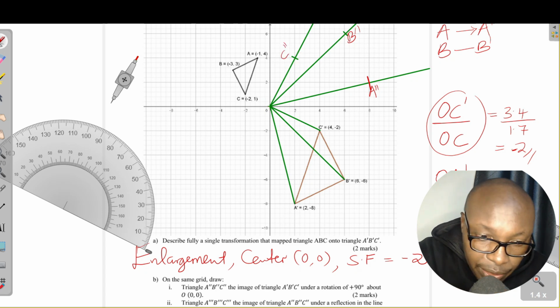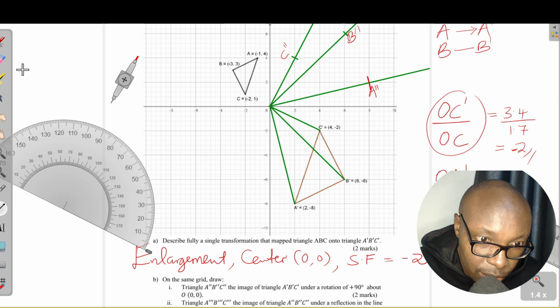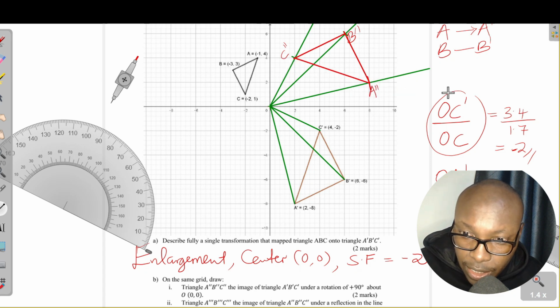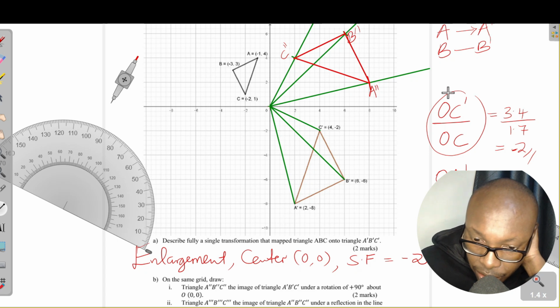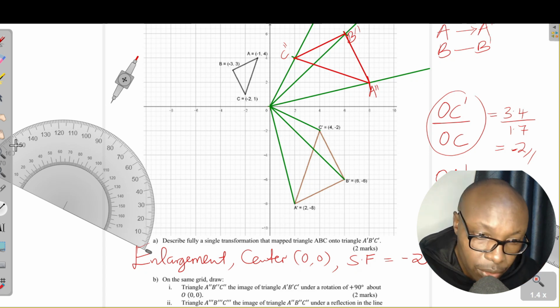So now you have the 3 points. So you have A double prime, B double prime, C double prime. You can join them to make that triangle. So from A to B, and then from B to C, and then from C to A. So that is the image. You've done that. So we've now given a triangle A double prime, B double prime, C double prime. The triangle is there. 2 marks. We go to the next part.